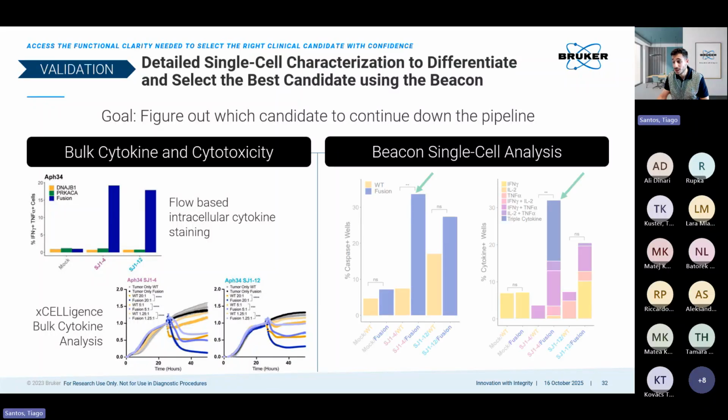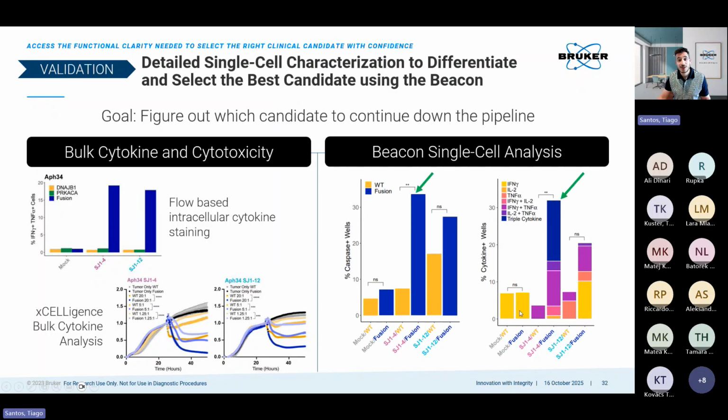When he used Beacon, he found that significant data, that's for sure. And actually, one of the TCRs showed a much higher profile when it comes to cytokine secretion and activity of that single cell against the targets. And this is data that was simply missed in bulk cytokine analysis. And now he can even work more on this.